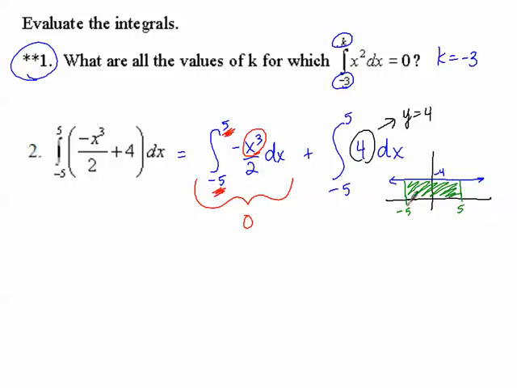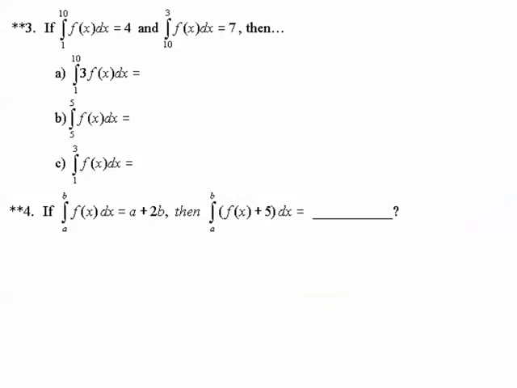What's the area of a rectangle? Its width times its height, or its length times its height. How long is it? 10 units. How high is it? 4 units. So what is 10 times 4? 40. So splitting this up, we have this area of 0 plus this net area of 40, and without having to do too much work using our properties, we're done with that one.